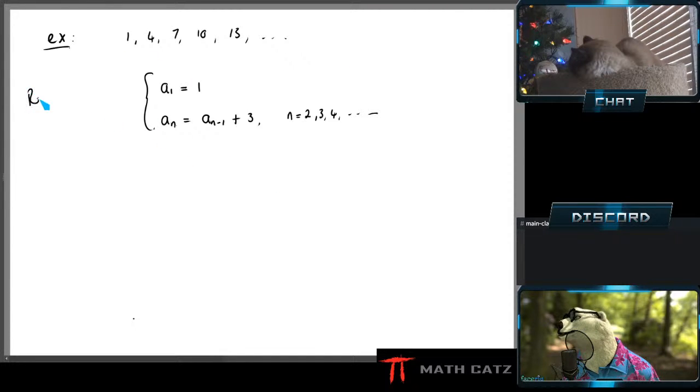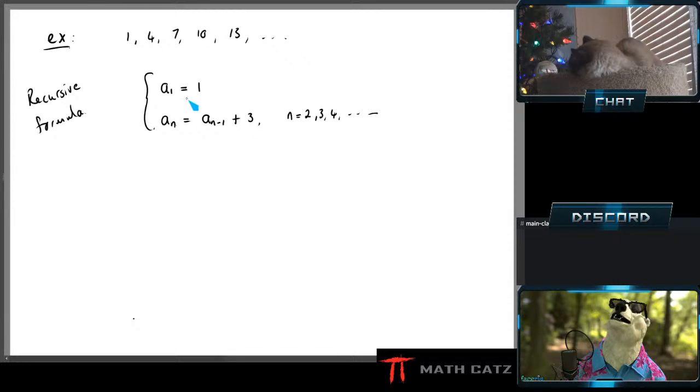We call this a recursive formula. Recursive just means I'm using previous terms in the sequence to find new ones. I look back. In this case, I look back to just the previous one, do something in a calculation to find the one I'm looking for.